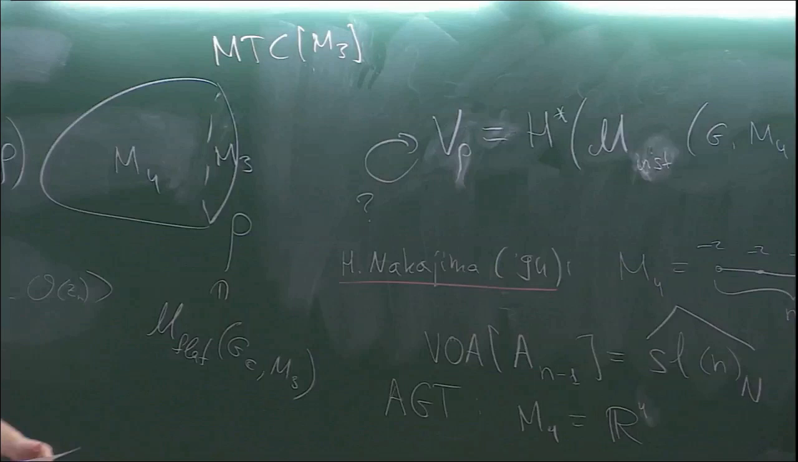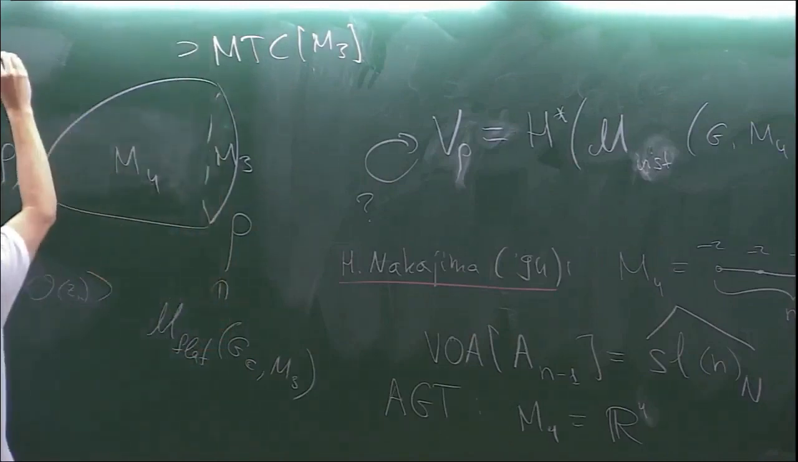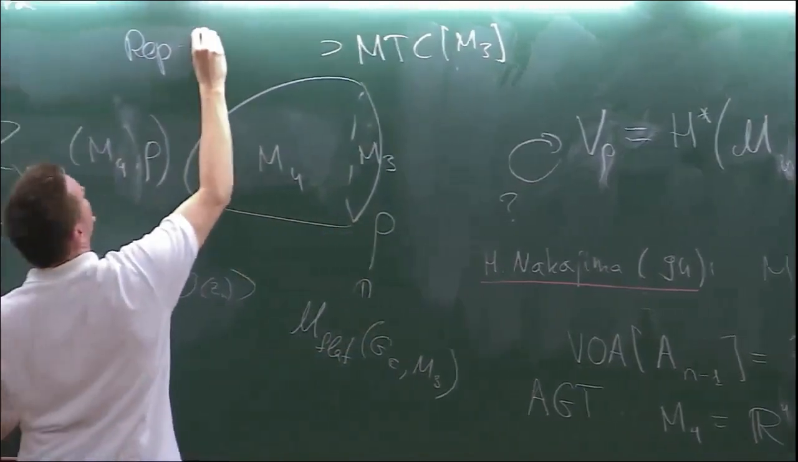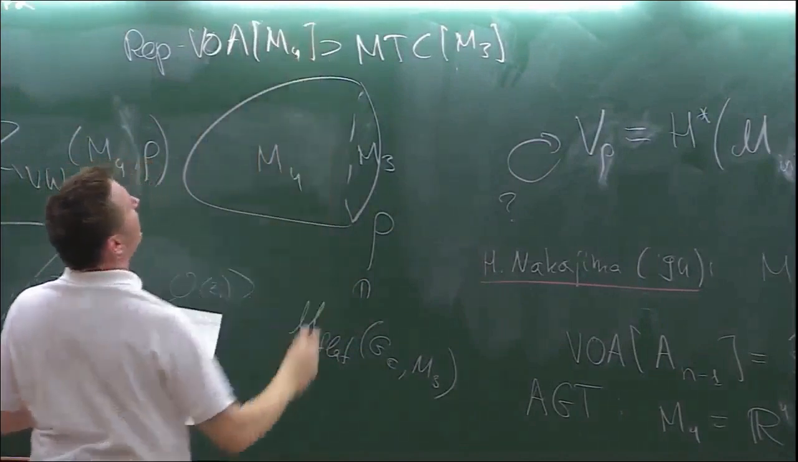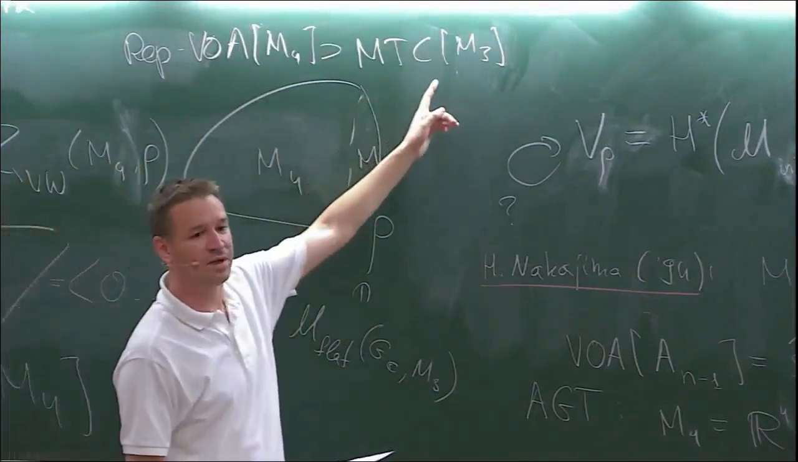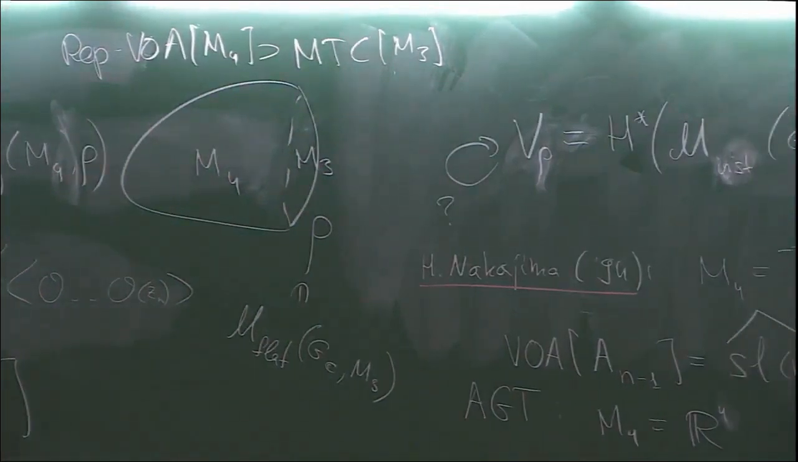Because if it happens that a four-manifold is bounded by M3, then this will always be a subcategory in the representation category of the VOA of M4. And therefore, if you know something about this, it gives you a little bit of a constraint about the VOA or modules of M4. That's also information that's fairly computable.